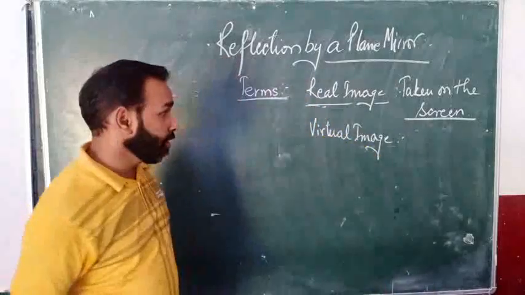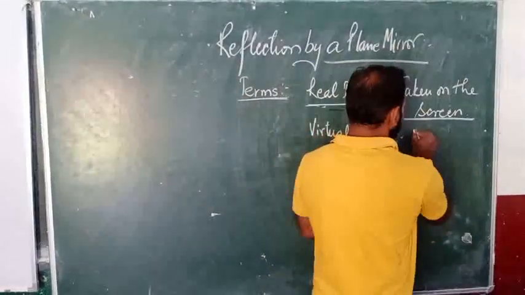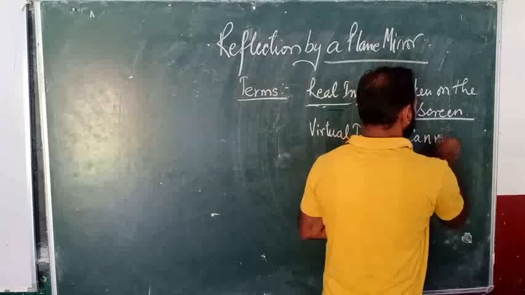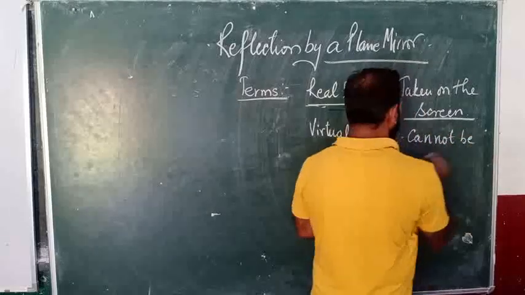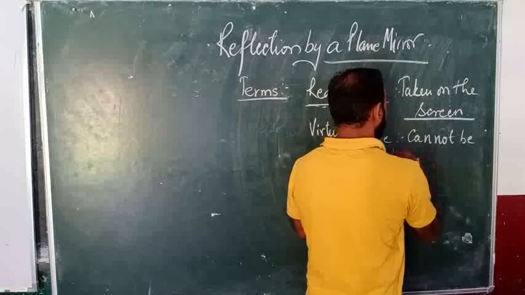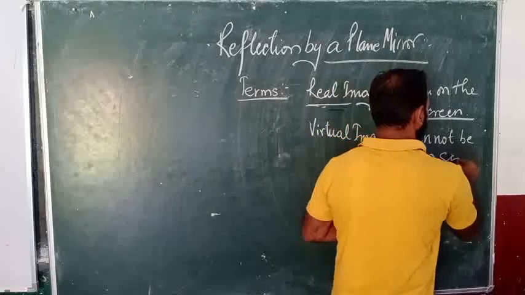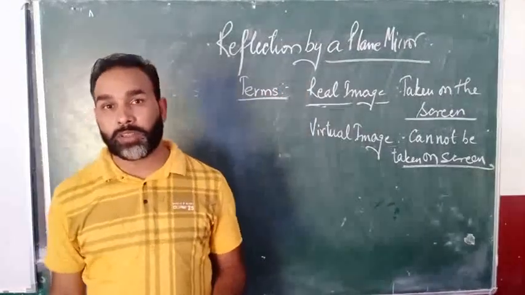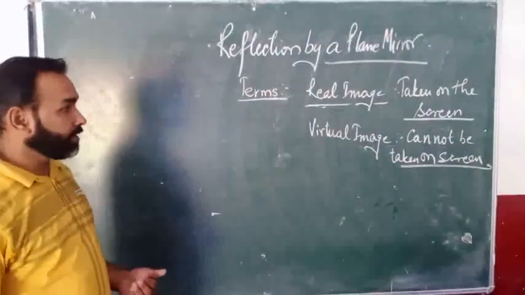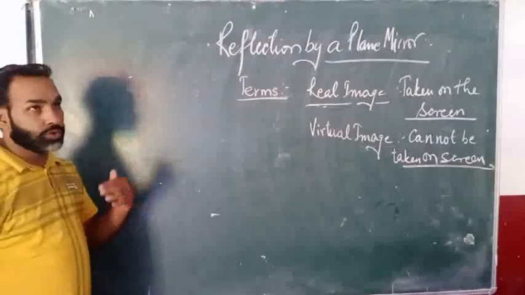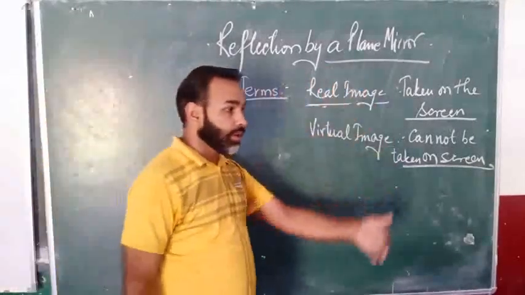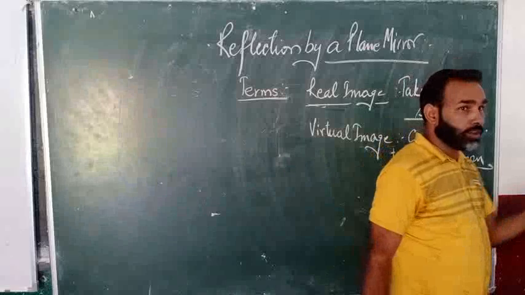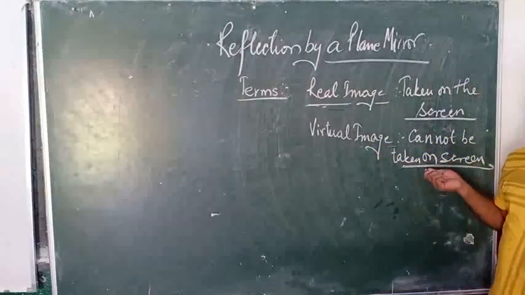But virtual images are the images which cannot be taken on the screen. ठीक है, जैसे आपकी इमेज प्लेन मिरर में बनती है, ठीक। So those images are called virtual images. Those cannot be taken on the screen. We cannot catch them on the screen, so they are known as virtual images.